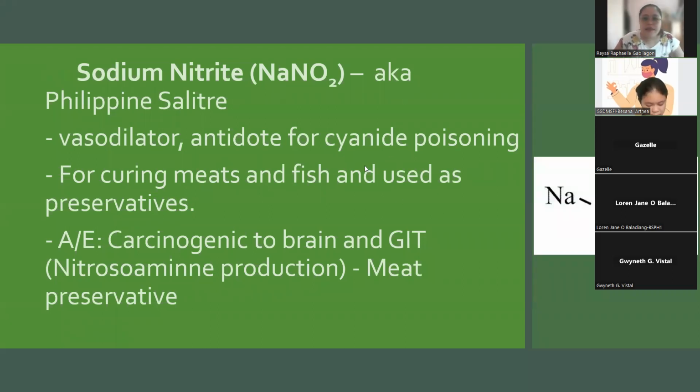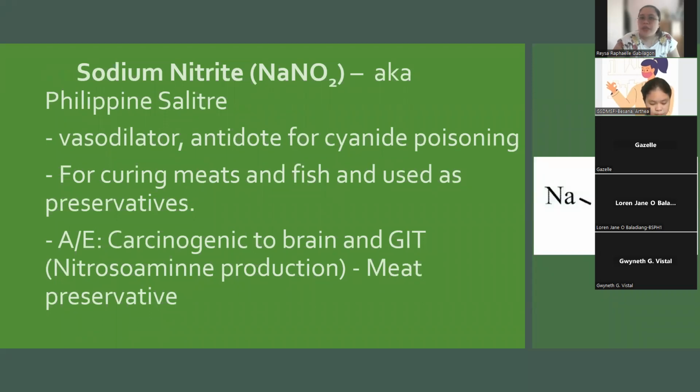But sodium nitrite is a different thing. Sodium nitrite ha, NaNO2, not NaNO3. Nitrite ito, NO2. We call this one as Philippine salitre. I don't know if you are familiar with the word salitre. If you have worked sa mga palengke or sa market, salitre class is used as a preservative. Okay? Ginagamit ito for curing meats and fish. And again, the purpose is to preserve the meats and the fish. Ito yung nilalagay nila, for example, sa tocino, sa chorizo.